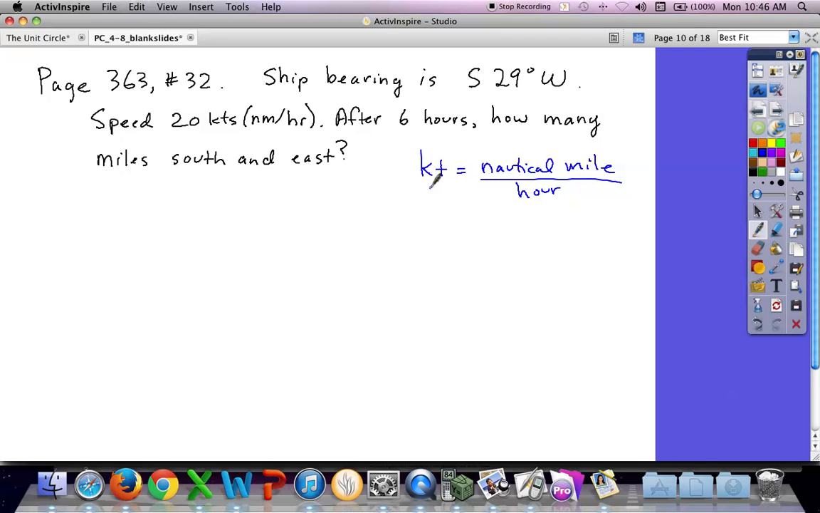So knots is a speed, right? You wouldn't say I'm going 20 knots per hour, because the per hour part is part of it. So they're telling us this ship left at noon and it was out at sea for 6 hours. It stopped at 6 p.m. So if you're going 20 knots for 6 hours, how far did you go? What is 6 times 20? 6 hours times 20 nautical miles per hour is 120.